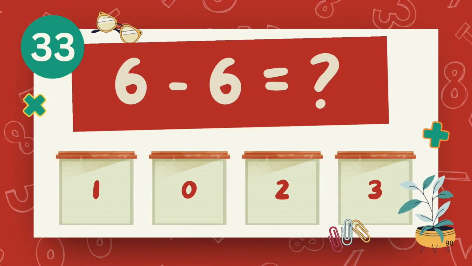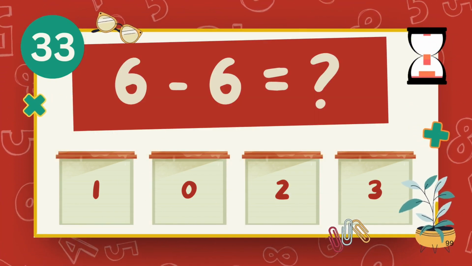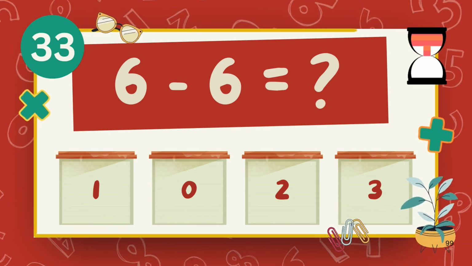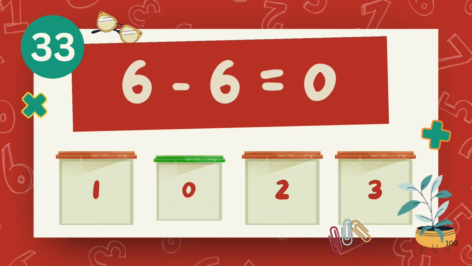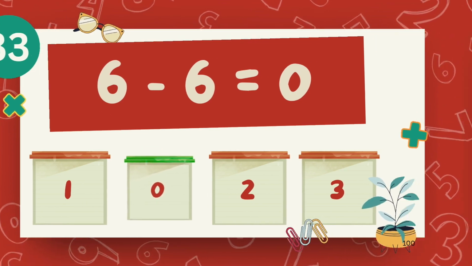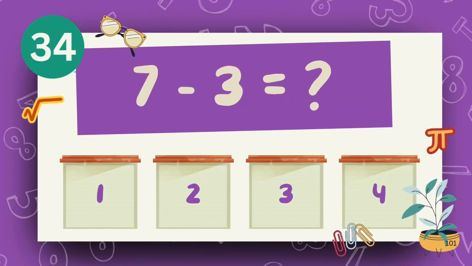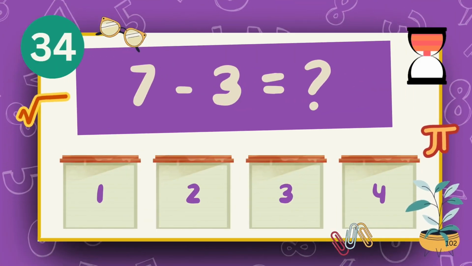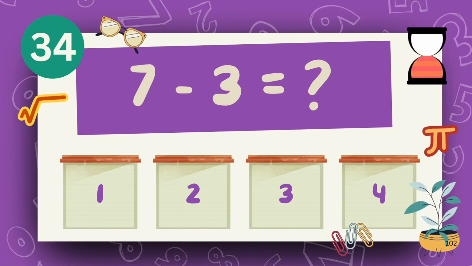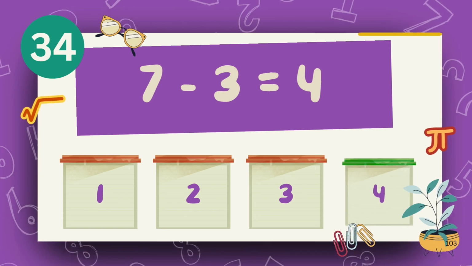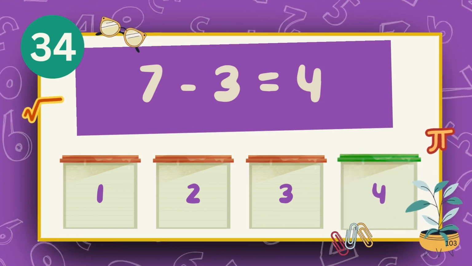What is 6 minus 6? The answer is 0. What is 7 minus 3? The answer is 4.